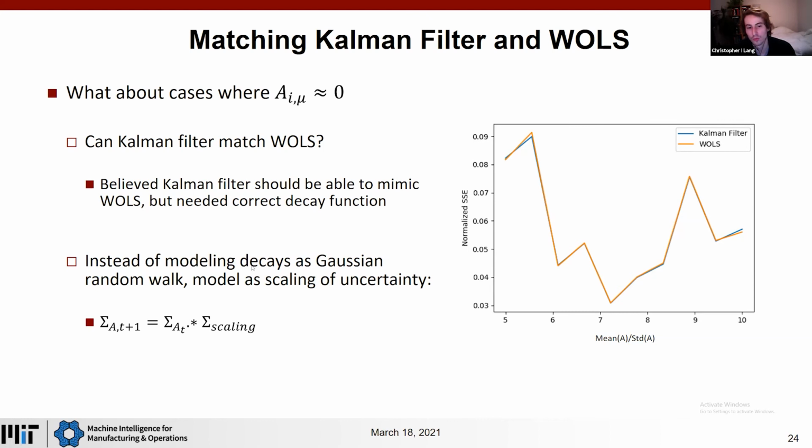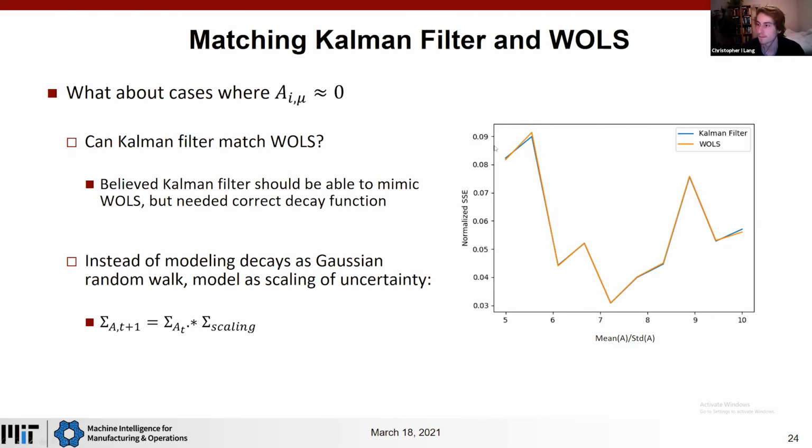You can do that by changing the decay function that models the random walk of the system a little bit differently. Instead of adding some small amount of noise to our covariance matrix, we can scale it by some amount, saying that there's proportionally more uncertainty in our system. If we use this update function for the model drift as opposed to a Gaussian random walk, we get the same results as the WOLS model.